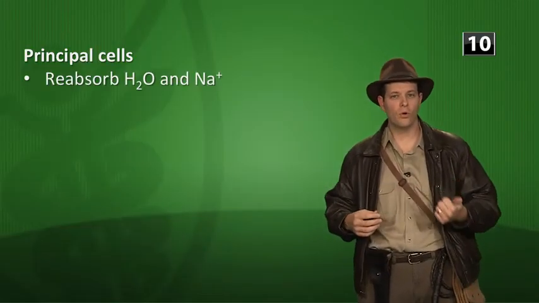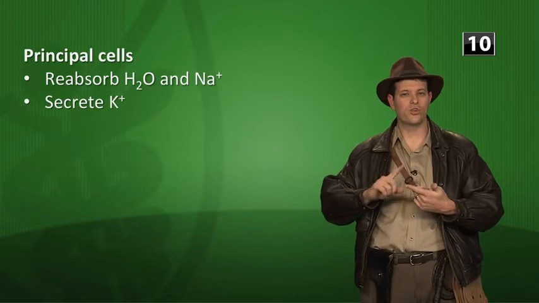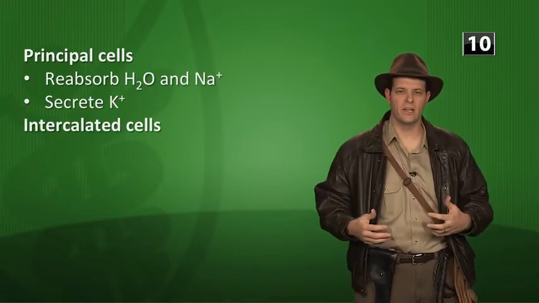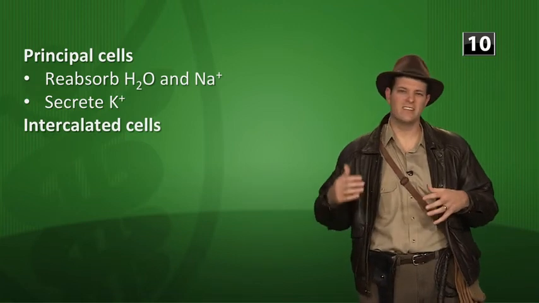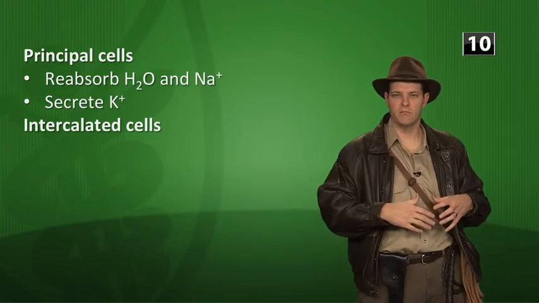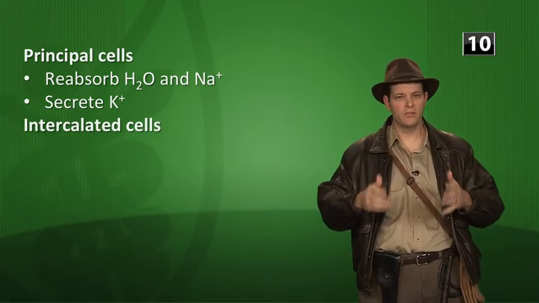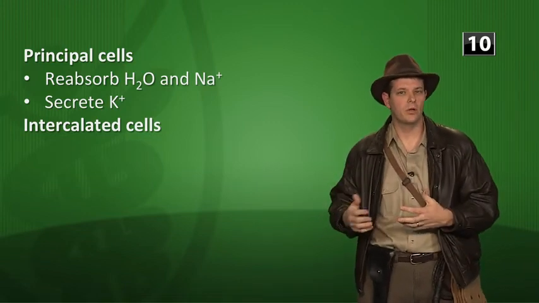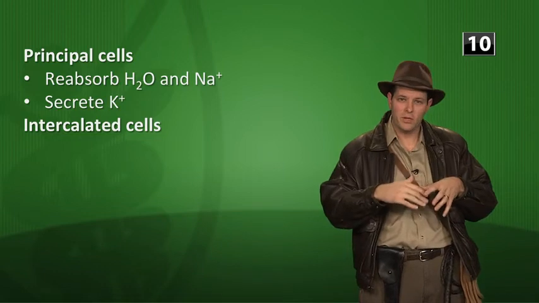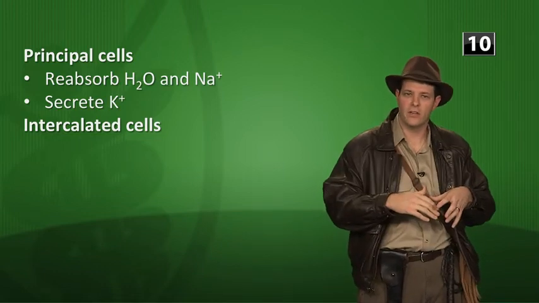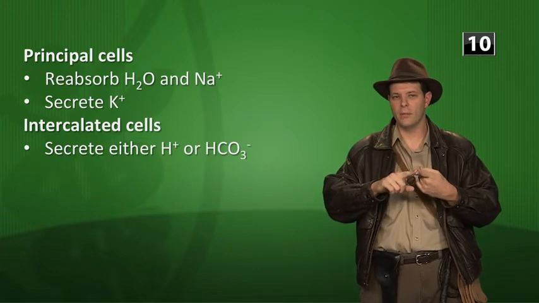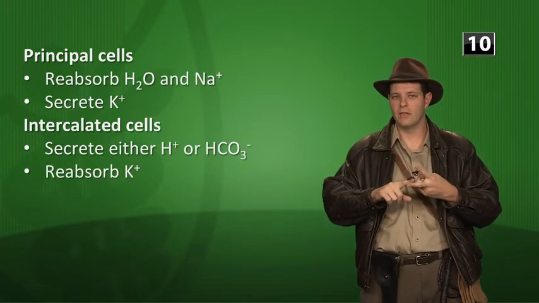Now, principal cells have 2 main functions. They reabsorb water and sodium, and they secrete potassium. Then the other cell type is the intercalated cells. So intercalated means inserted or stuck in between. Hater's going to hate, intercalator's going to intercalate. So the principal cells make up most of the collecting tubule, but then inserted in between those principal cells you have intercalated cells. And those intercalated cells have 2 functions: to secrete either hydrogen or bicarbonate and to reabsorb potassium.